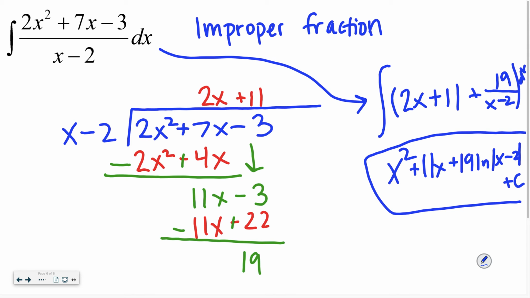If the antiderivative of 1 over x is natural log of x, then the antiderivative of 1 over x minus 2 would be natural log of x minus 2. You see what I mean by that? All right. Questions on that one before we do our last example? All right, let's do our last example.